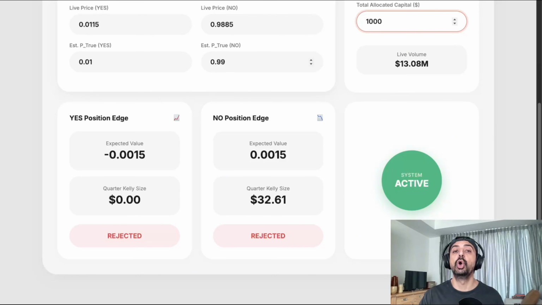This is a hard-coded discipline that prevents the system from picking up pennies in front of a steamroller. It waits for high conviction and high margin opportunities. And it does this before putting your capital at risk.